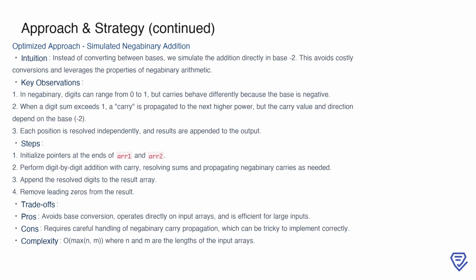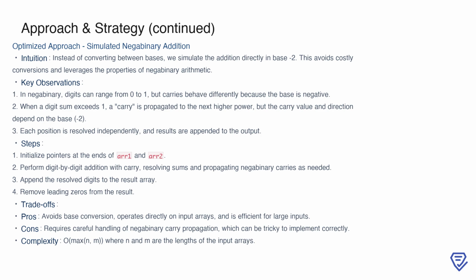A more efficient way to handle this problem is to simulate the addition directly in the Negabinary system, bypassing the need for base conversions altogether. This optimized approach makes use of the unique properties of Negabinary arithmetic. For instance, while the digits in Negabinary are still binary-like, the carries behave differently due to the negative base. When the sum of digits in a position exceeds 1, a carry is propagated to the next higher power, but the direction and value of this carry depend on the base of -2.